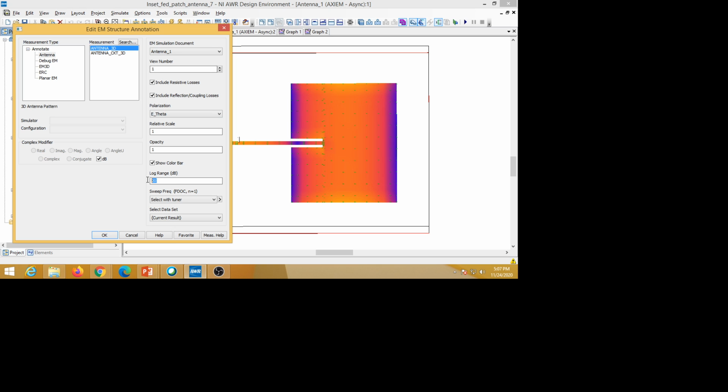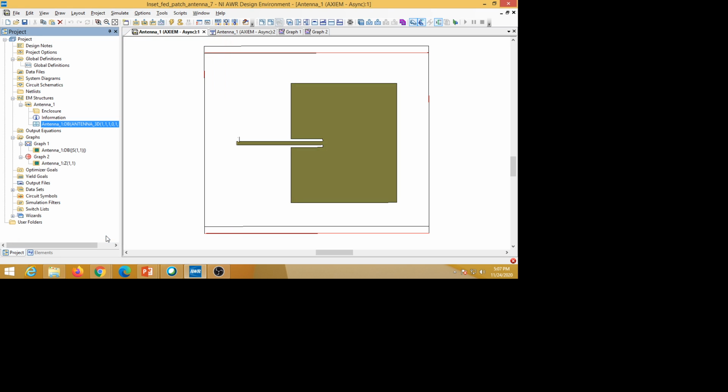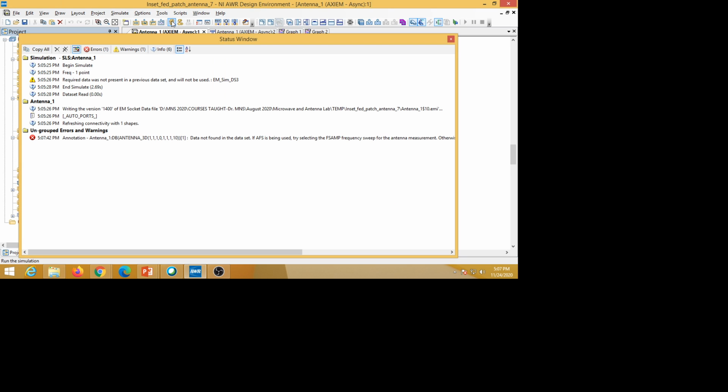You make it 10, in dB only. This is the frequency, select tuner at 2.39 gigahertz, which is what we wanted. Then you say okay. Then you simulate again.